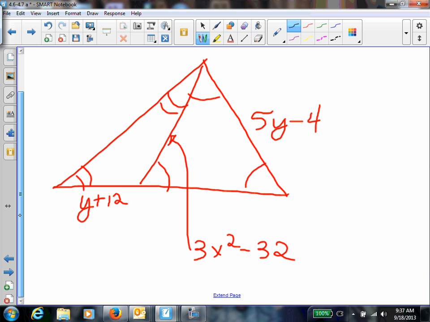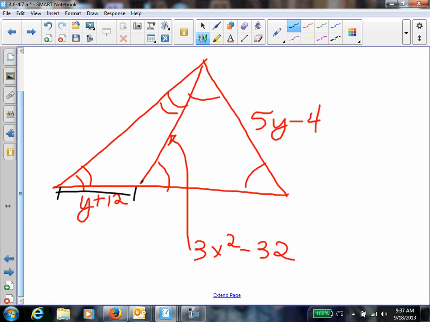Okay, here we go again. The question is, are we dealing with angles or are we dealing with sides? I see no angle markings. That tells me that these are side lengths. This side length is y plus 12. This side length is 3x squared minus 32. And over here I have 5y minus 4.